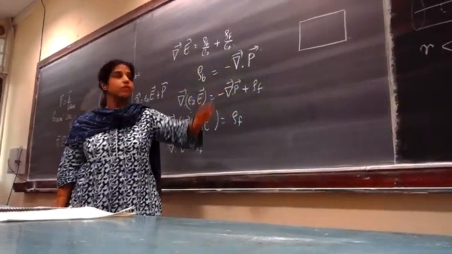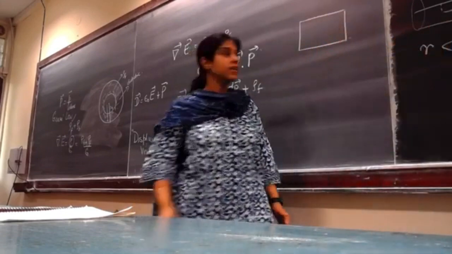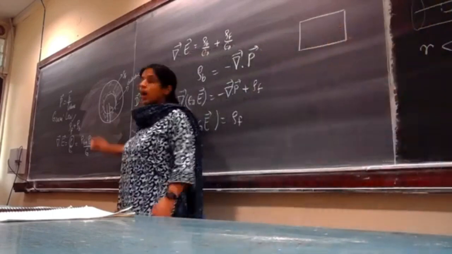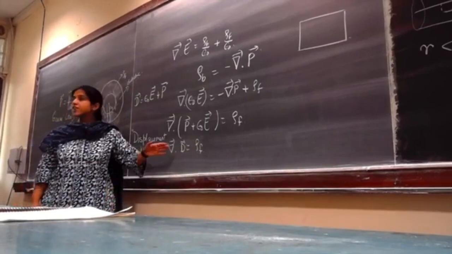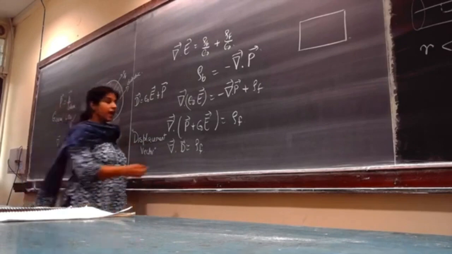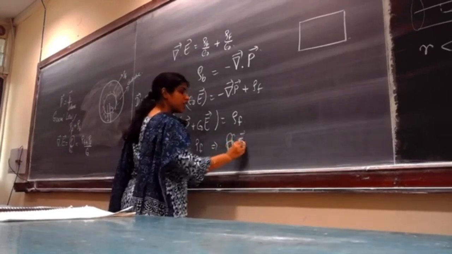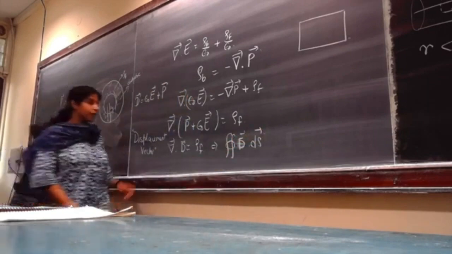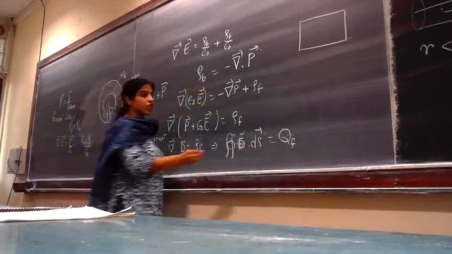So for r less than R, I consider a Gaussian surface which is a cylinder of this radius r. Right? Now I have written it down here, this equation in differential form. I can write it in integral form just the same way we did it for electric field, and that would imply that the integral of D dot dS should be equal to the total free charge enclosed.